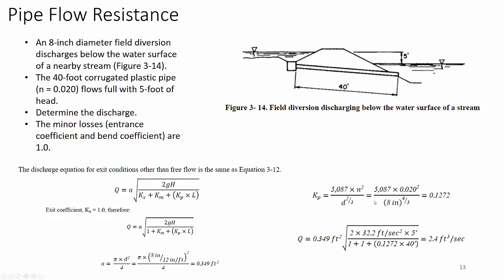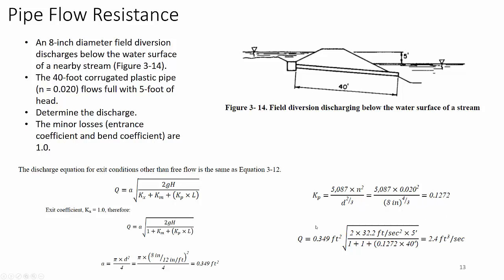We apply our Manning's n over the diameter in inches, because this is in inches now, remember? If it's in inches, it's over 4/3. They did a bit of a trick on you here. Don't get tripped up, because D in inches is to the 4/3, D in feet is to the 2/3. So simple enough. It comes up with the equation.